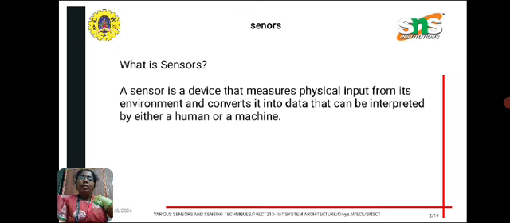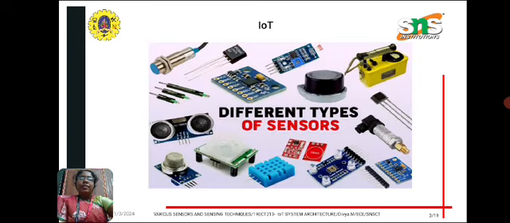First of all, we are going to see what a sensor is. A sensor is a device that measures physical input from its environment and converts it into data that can be interpreted by either a human or a machine. These are the different types of sensors that we are using in our everyday life.